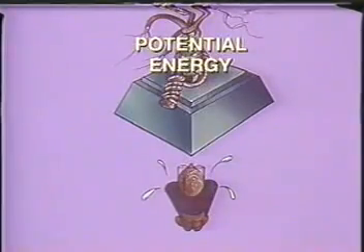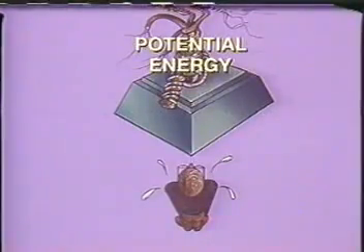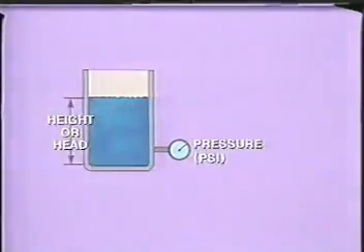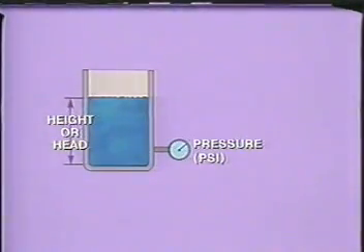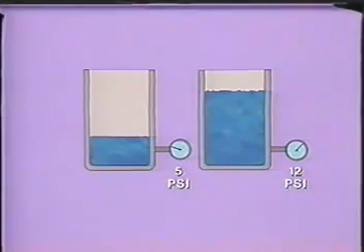This 2-ton block has the potential of doing quite a bit of damage, since it is positioned above the ground. We say the block has potential energy. A column of water stored in a tank also has potential energy. We can measure this potential energy in terms of pressure, or in units of height or head. The pressure that is exerted by a column of water is determined by the height of the liquid or head. The higher this column is, the greater the amount of pressure that will be exerted at the bottom of the tank.